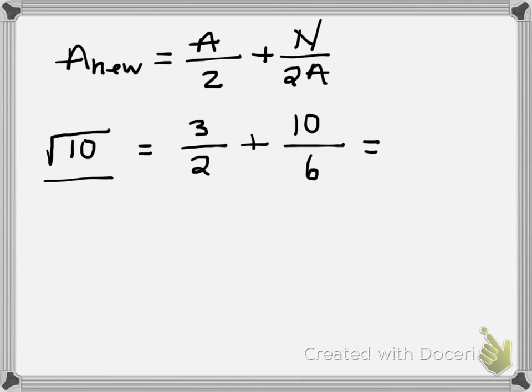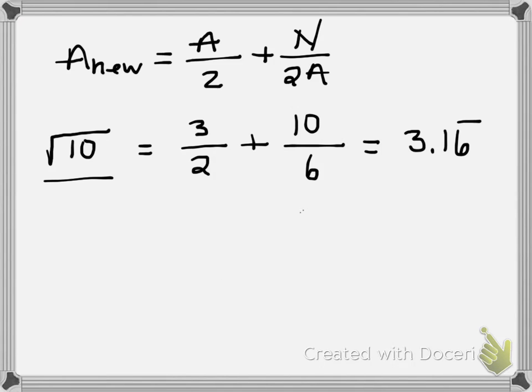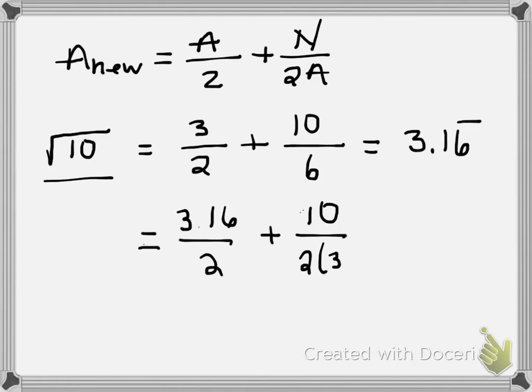Now for simplicity, so we don't get lost with the fractions, we are just going to convert all of this to decimal, and we're going to add it up and get an approximation. So this is 3.16 repeating. What's pretty cool is just by doing this, we got the same thing that the Egyptians did by using a picture. Now if I'm not quite satisfied with this answer, I can go again: 3.16 divided by 2 plus 10 divided by 2 times 3.16, and that's 1/6 repeating, so I should keep that.